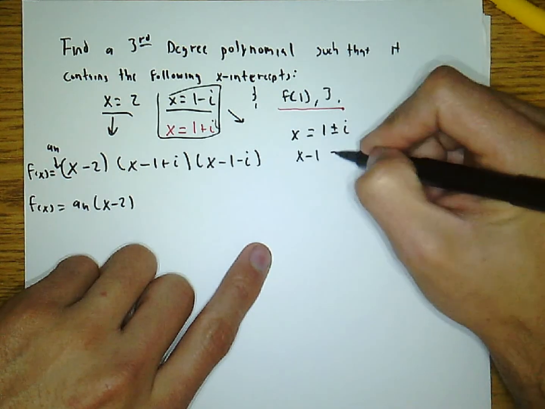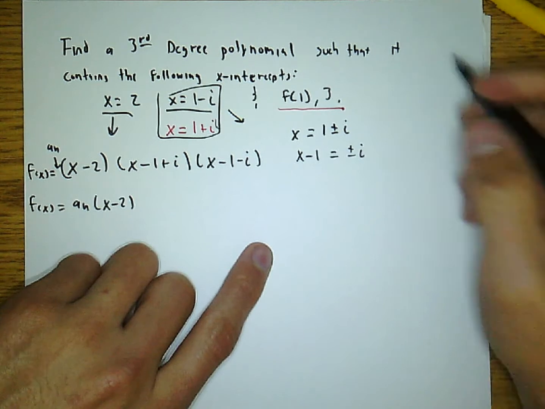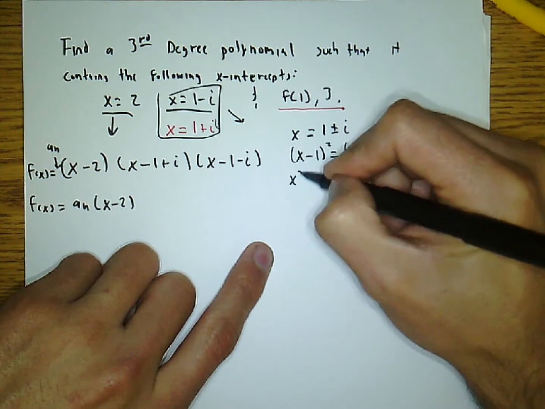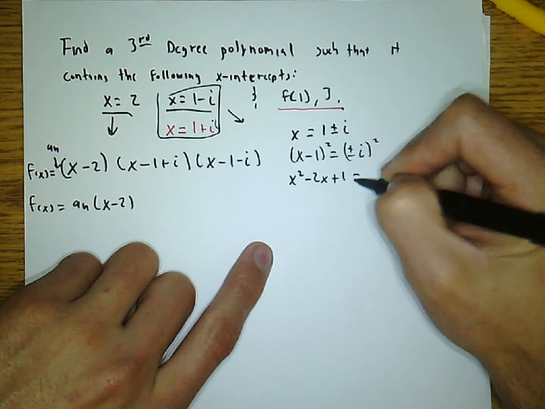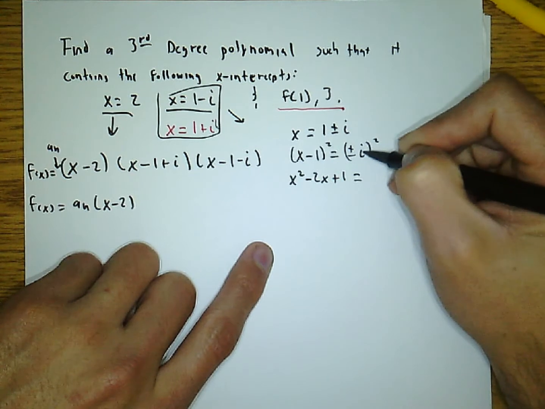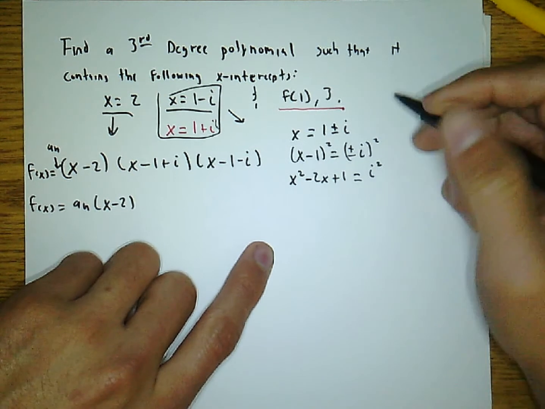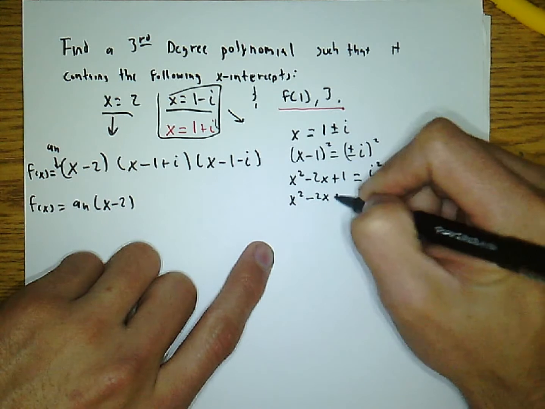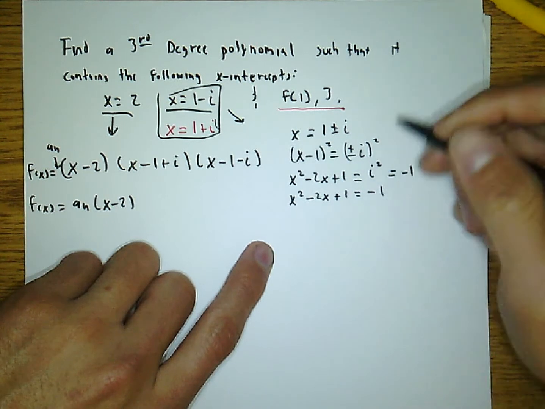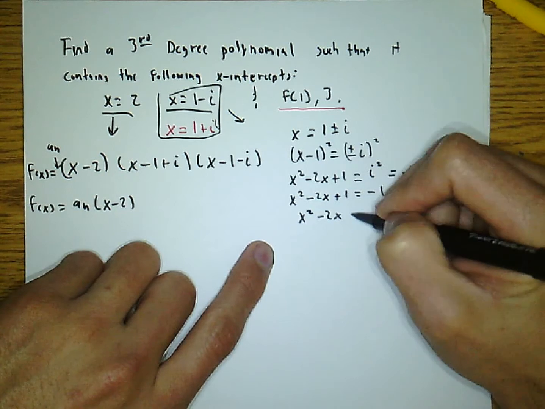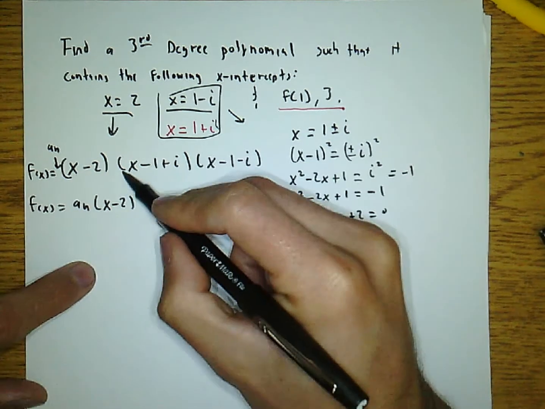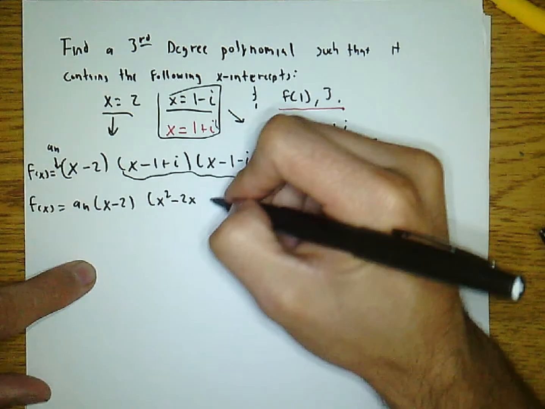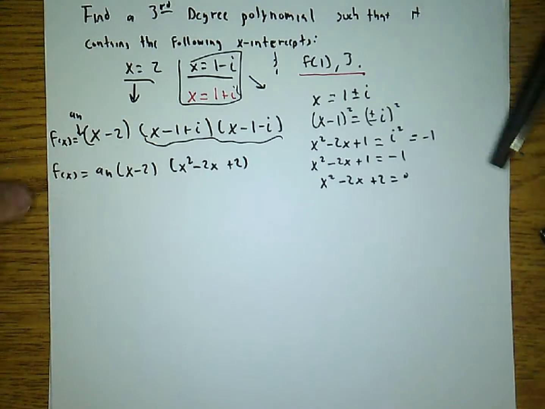If I subtract the 1, that leaves me with the i on that side. Now I'm going to square both sides. x minus 1 squared gives you x squared minus 2x plus 1. Whether it's positive or negative, if you square i, you get i squared, and remember i squared is equal to negative 1. So x squared minus 2x plus 1 is equal to negative 1. If I add 1 to this side, that gives me x squared minus 2x plus 2 is equal to 0. If you multiply that times that, you're going to get x squared minus 2x plus 2. Hopefully that tip helps you out.